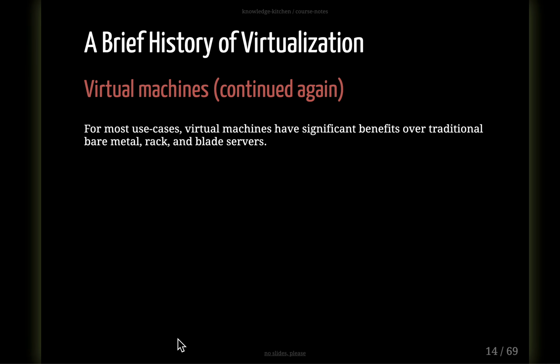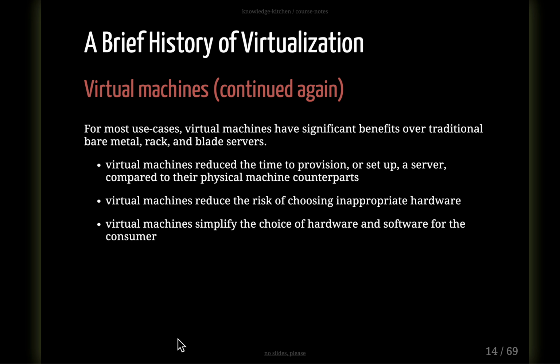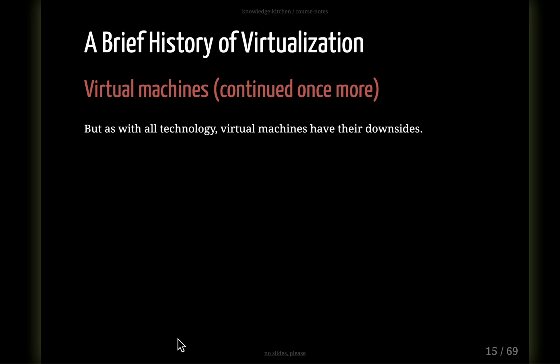But the benefits over rack, blade, and bare metal servers are that it doesn't take as long to set up a new computer. You don't have to buy a physical device and install all the hardware you want. You can just launch some software, fiddle around with it, and create a virtual computer of the type that you're looking for. They also reduce the risk of you accidentally choosing the wrong stuff for your hardware machine. Because this is all virtual, you can stop and start, change configurations very easily. So you've simplified the process of setting up a computer of the type that you're looking for because it's all virtual, controlled by software.